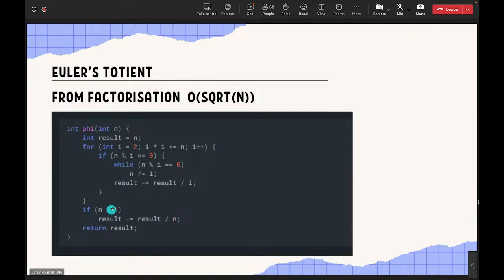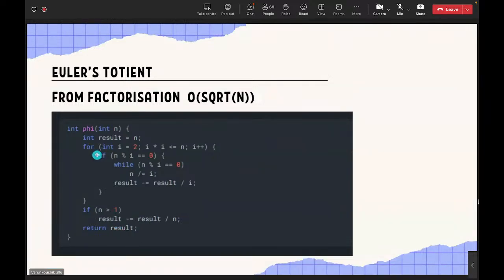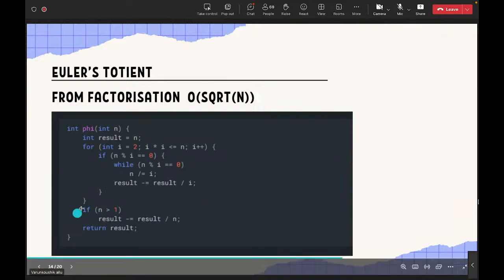Here we find the factors, the prime numbers, when n % i equals 0. When we divide by i, it basically drops down to what we want, the result, where we do result minus equal to result by i. Then you'll come out if the number n is a prime number. Then in any case n % i won't be 0, so no change happens. We want to subtract 1 there, so indirectly I am doing that only.